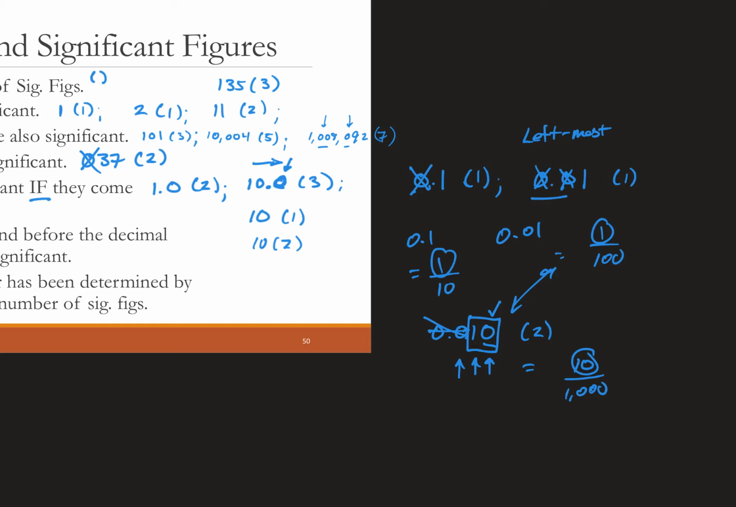The rightmost zeros after a non-zero, to the right of a decimal, they are significant. If they're leftmost to the right of a decimal, they're not significant. If they're leftmost to the left of a decimal, not significant. Leftmost never are.